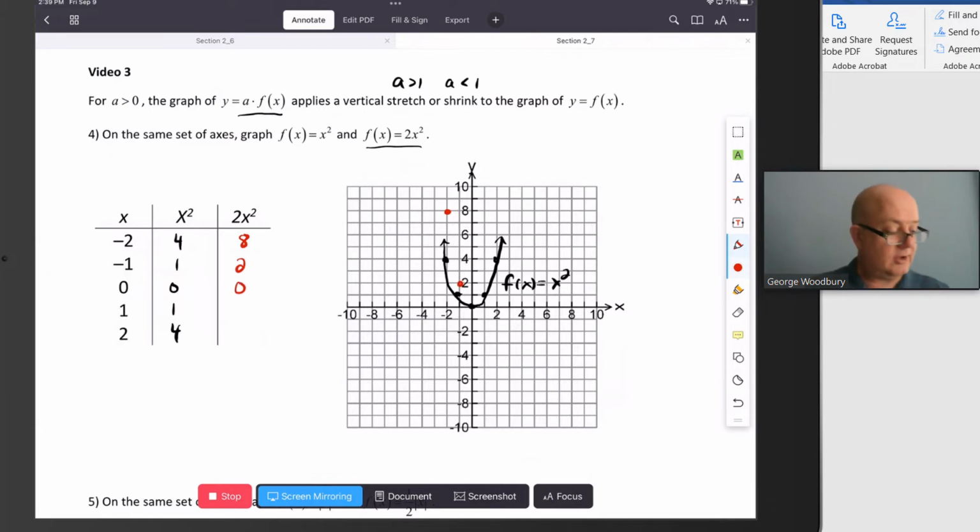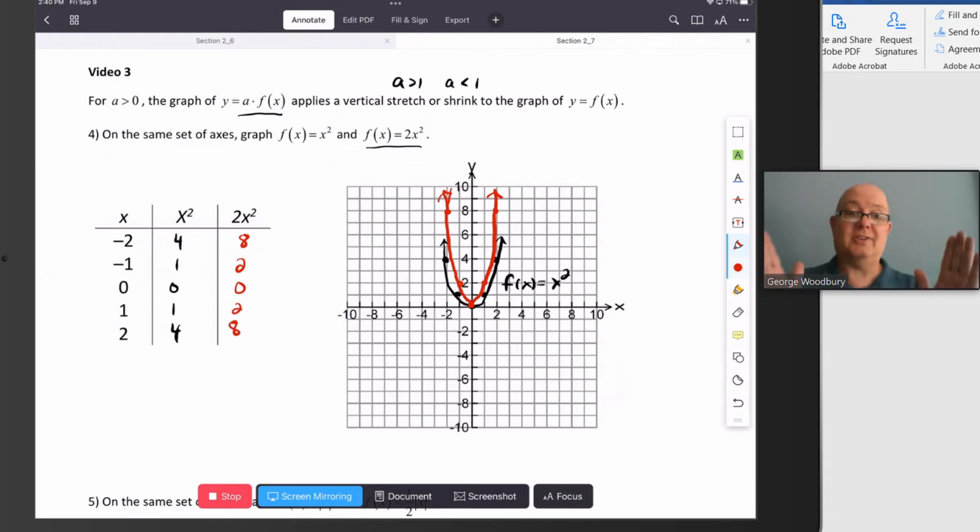When x is 0, I still get out 0. When it's 1, I get out 2. And when it's 2, 2 times 4 is 8. And so we can see one way to think of this is that it's just pulling all those points up. It's stretching it in the vertical direction. So it rises a lot faster than the original function, right? The original function is holding it.